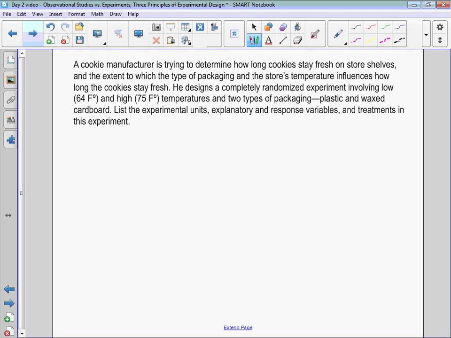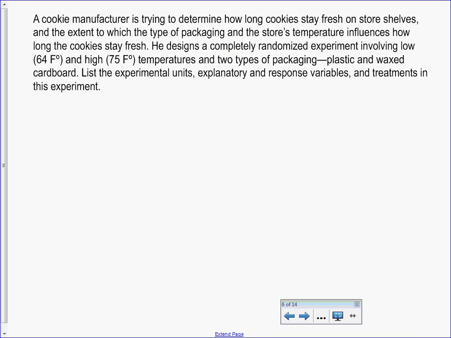So let's look at this. A cookie manufacturer is trying to determine how long cookies stay fresh on store shelves and the extent to which the type of packaging and the store's temperature influence how long the cookies stay fresh. He designs a completely randomized experiment involving low and high temperatures and two types of packaging, plastic and wax cardboard. List the experimental units, the explanatory and response variables, and treatments in the experiment.